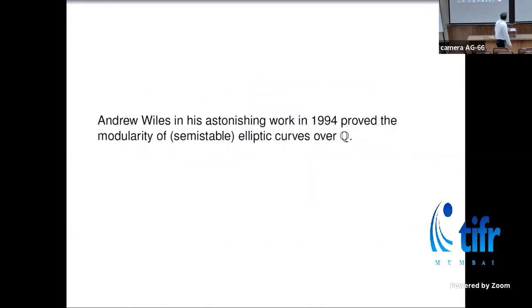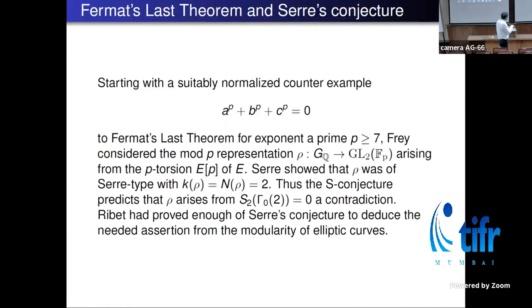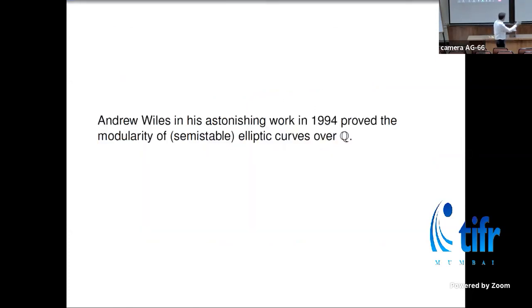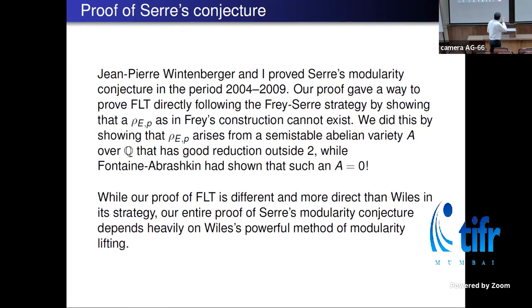Yeah. So, okay, on the other hand, Serre's conjecture was a vast conjecture, but Ribet had proved enough of it, or he had shown that this consequence, Fermat's last theorem, would follow just from the modularity of elliptic curves over Q, right? And then this was proved by Wiles, of course, famously in 1994, and hence you got a proof of Fermat's last theorem.